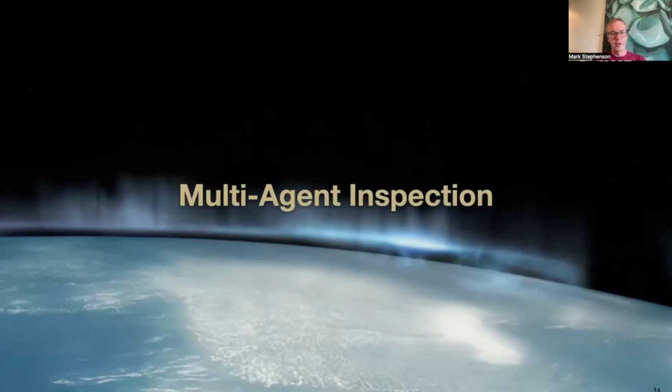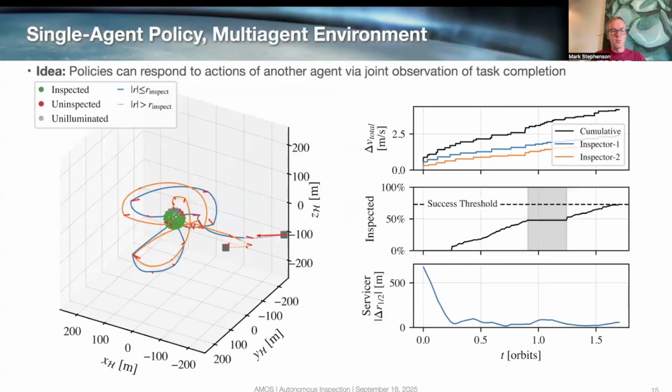Finally, moving on to the multi-agent inspection portion of this. The first attempt in multi-agent inspection was just using that single agent policy, deploying multiple copies of it in the environment and seeing what happens. In order to induce some level of collaboration between the agents, they do share that completion observation. So if one inspects one part of the RSO, it'll tell the other agent that that part of the RSO is inspected, the state is updated accordingly, and the agents should change their behavior based on that.